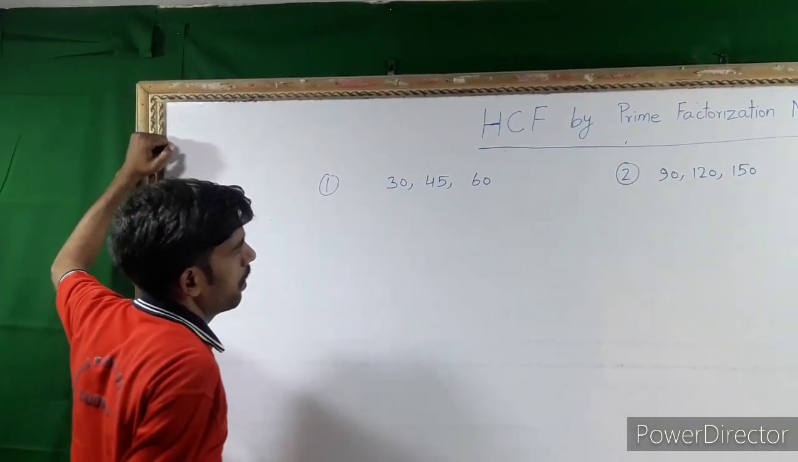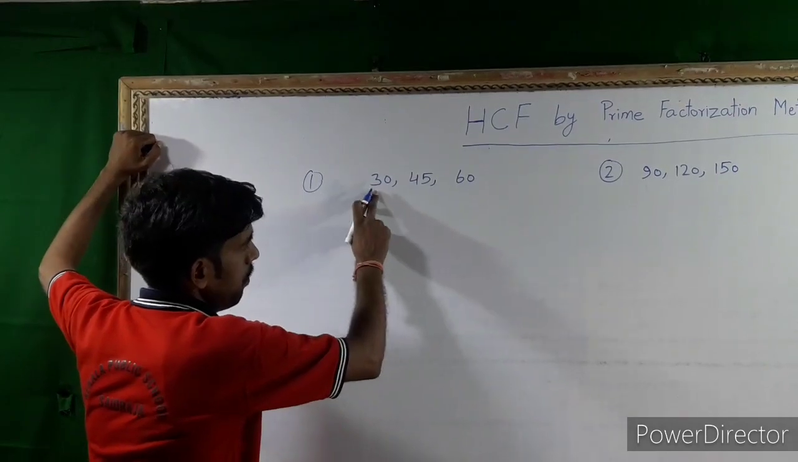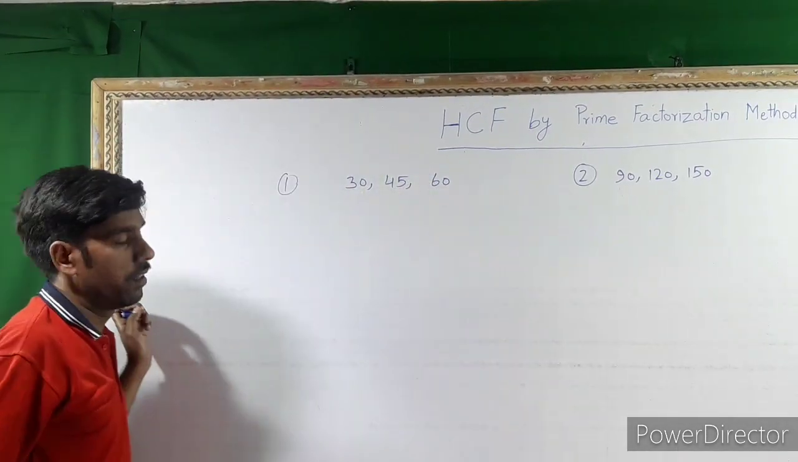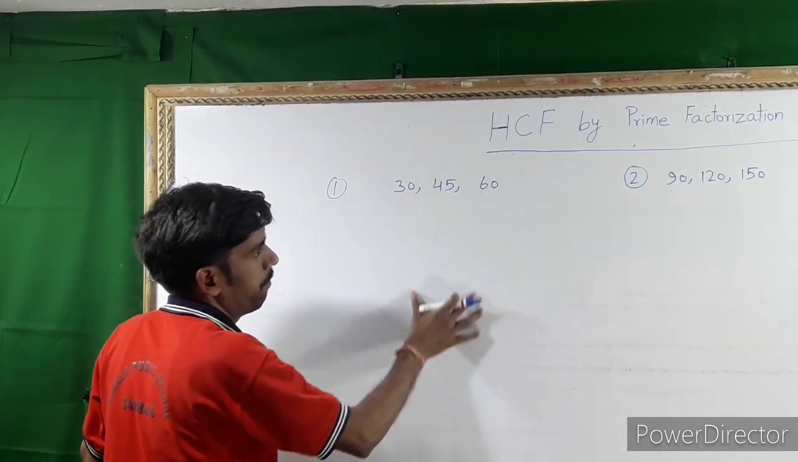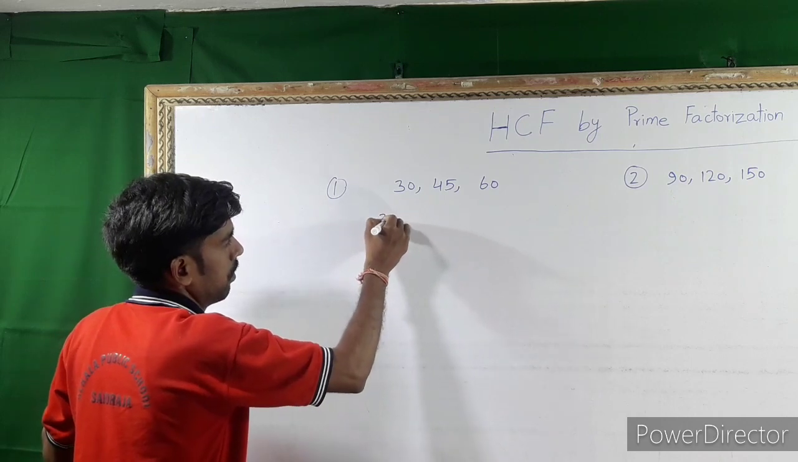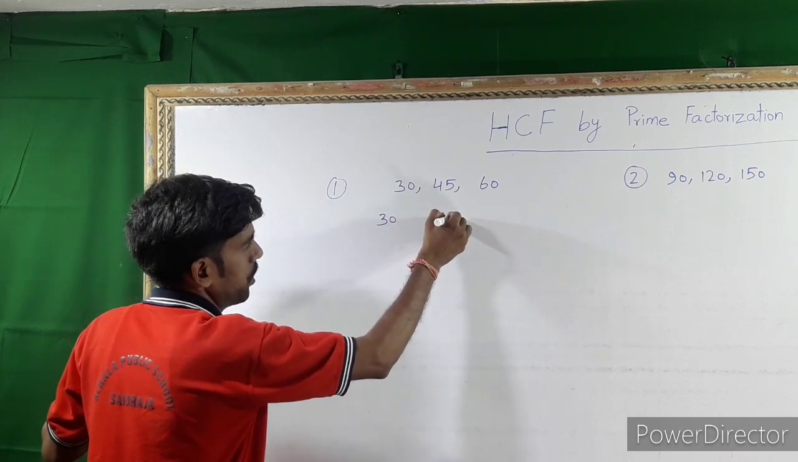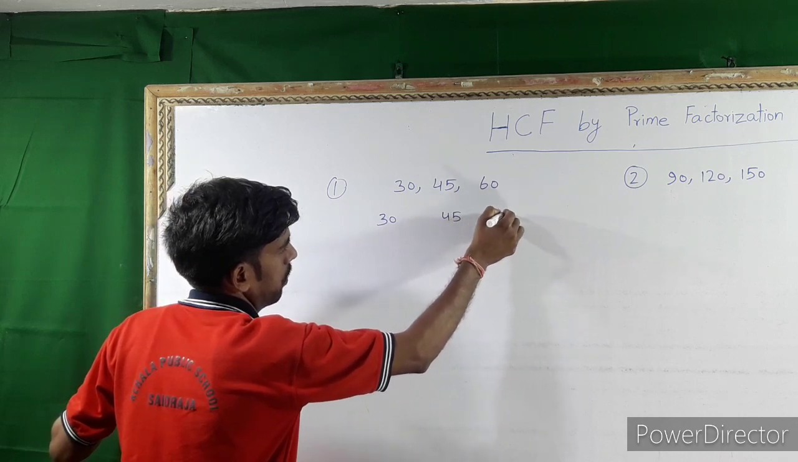Some more examples here. 30, 45, 60. First find the prime factors of 30, 45 and 60.